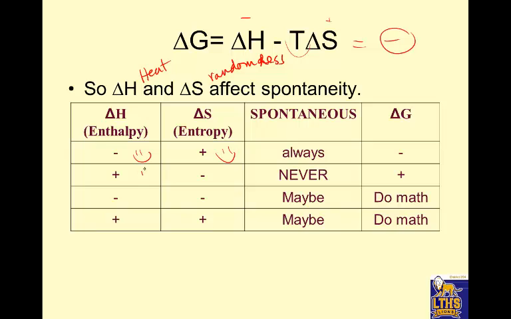But if this is endothermic, that's not favored by nature. A decrease in randomness is not favored by nature, so that will never be a spontaneous reaction and will always have a positive delta G. What if this is favored by nature, but it gets less random? That's not favored, so maybe it's going to be spontaneous, so we'd have to do the math calculations. If this is not favored by nature and this is more random, then we have another maybe, so we'd have to do some math.